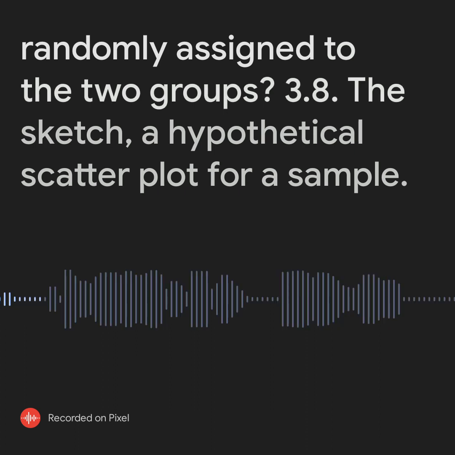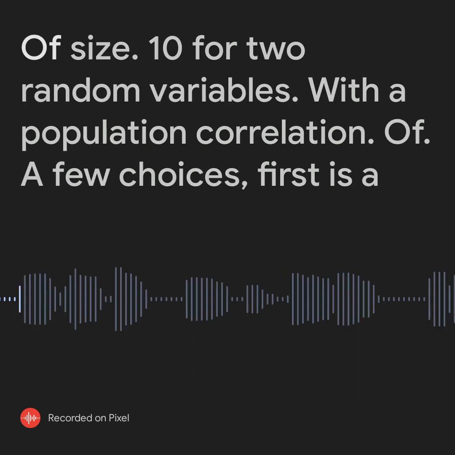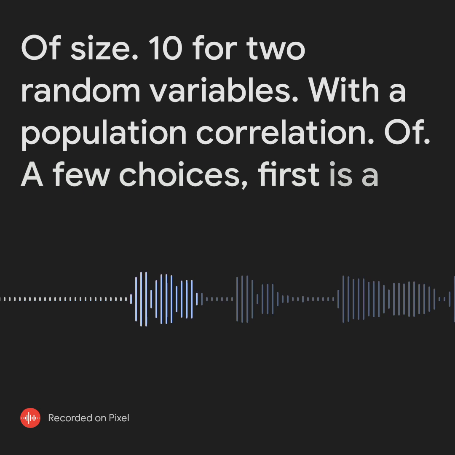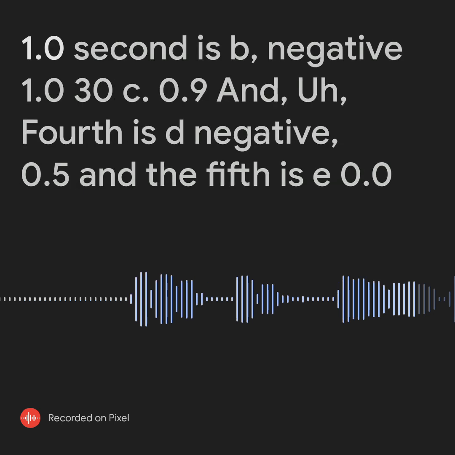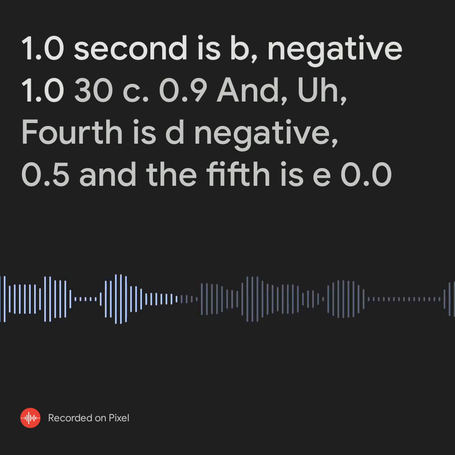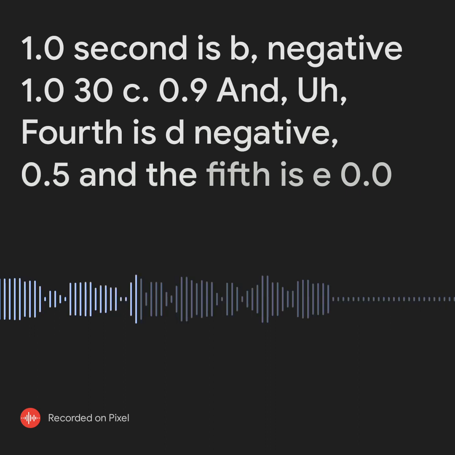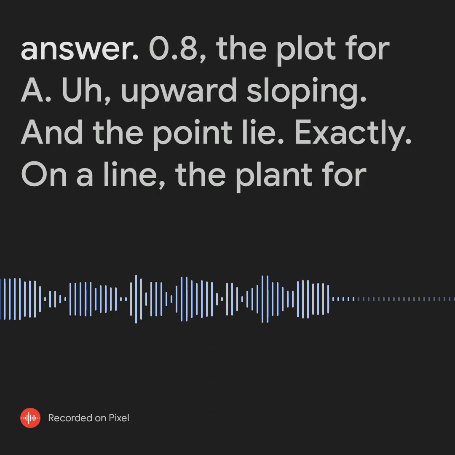3.8. Sketch a hypothetical scatter plot for a sample of size 10 for two random variables with a population correlation of a few choices. First is A, 1.0, second is B, negative 1.0, third is C, 0.9, fourth is D, negative 0.5, and the fifth is E, 0.0. Answer.